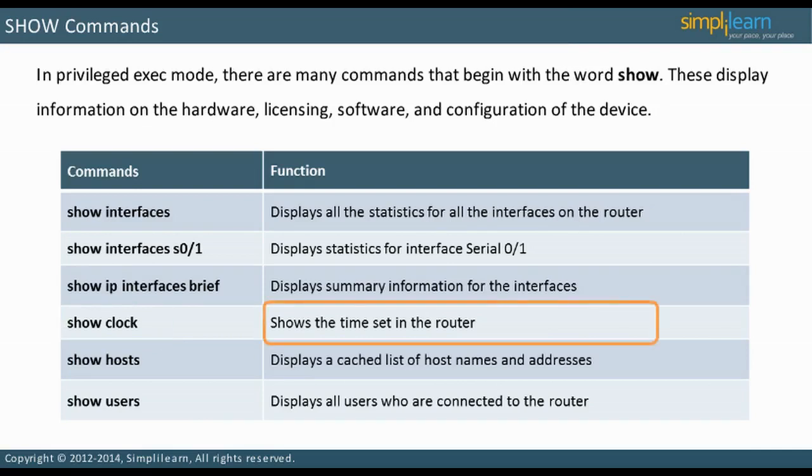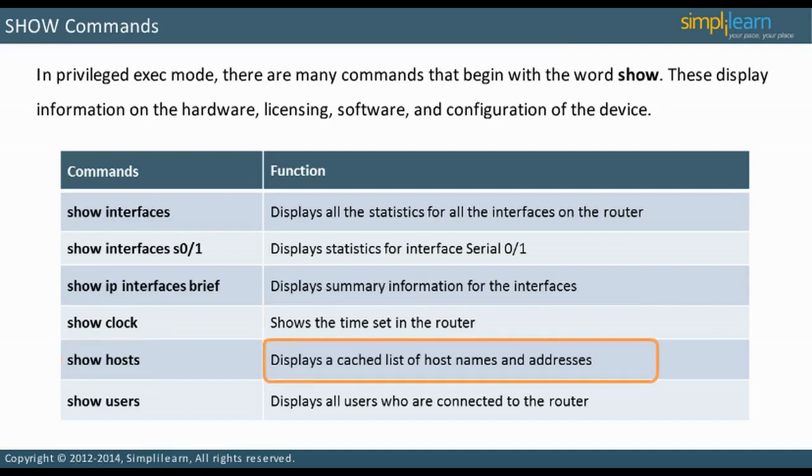The show clock command shows the time set in the router. The show hosts command displays a cached list of host names and addresses. In other words, it displays host names that are configured and therefore stored in RAM. Some network administrators use host names more often than IP addresses to reference devices and interfaces. A host name can be configured to be descriptive and easy to remember, unlike an IP address.